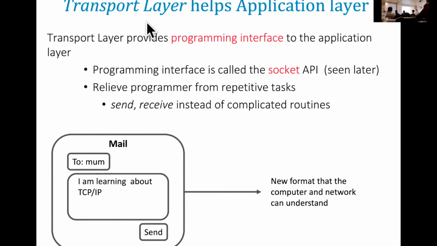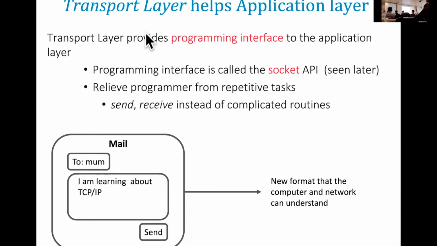Well, let's go to the transport layer. For example, here it's an example of the mailing application. You want to send a message to someone, and this is what you do in the application layer, right? You write the message, you write the destination address, and you click on send. Then it's up to the transport layer to convert it to a new format that the computer and network understand. As I said, in this case, it's most probably one packet that includes your message and some metadata. We'll talk about those metadata.